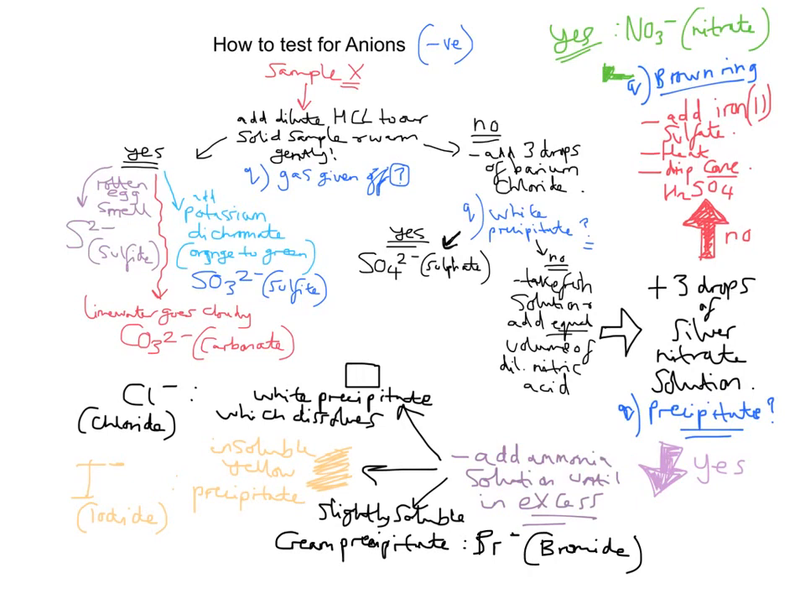A few simple investigative techniques we can use to successfully identify which anion we have present in our sample X. And you can see there's quite a variety that we're able to get here. We can identify whether we've got sulfide, or sulfite, or a carbonate. We can work out if we've got a sulfate, a nitrate, a bromide, an iodide, and a chloride. So a whole variety of anions there that we can test for. Okay, hope all that helps.